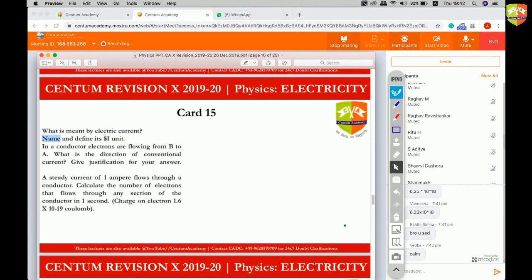What is meant by electric current? The flow of charge per unit time through a conductor is called electric current. Clear? What is its SI unit? SI unit is ampere. Definition: when 1 coulomb of charge passes through a conductor in 1 second, then we call it 1 ampere of current. Anyone looking for a written answer for anything I am stating, feel free to say. I'll write it down. No problem.